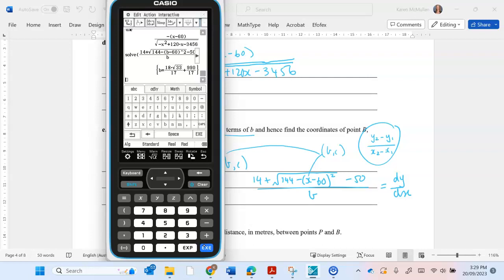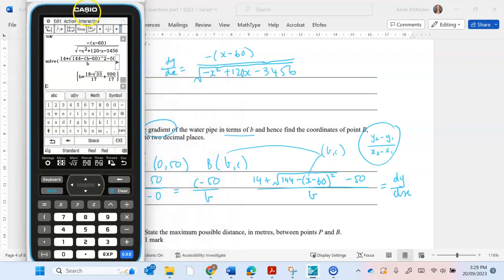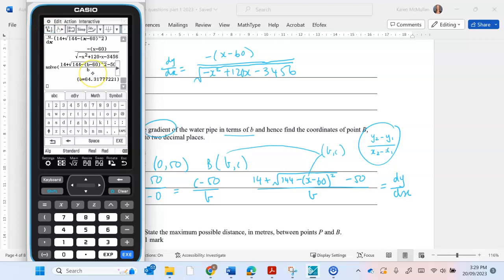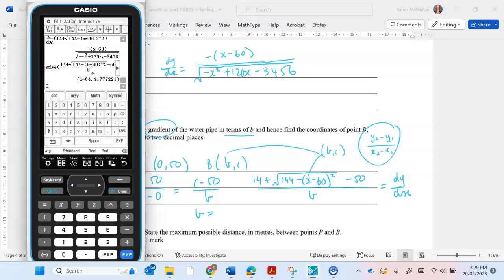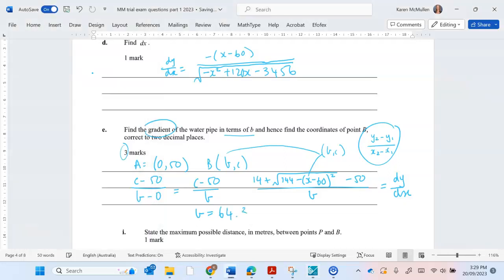Alright, so we've got our exact value. It does say to 2 decimal places, so let's just change that. B is equal to, so 2 decimal places, what was it, 64.32. And that means C, so we need to substitute it in for C.